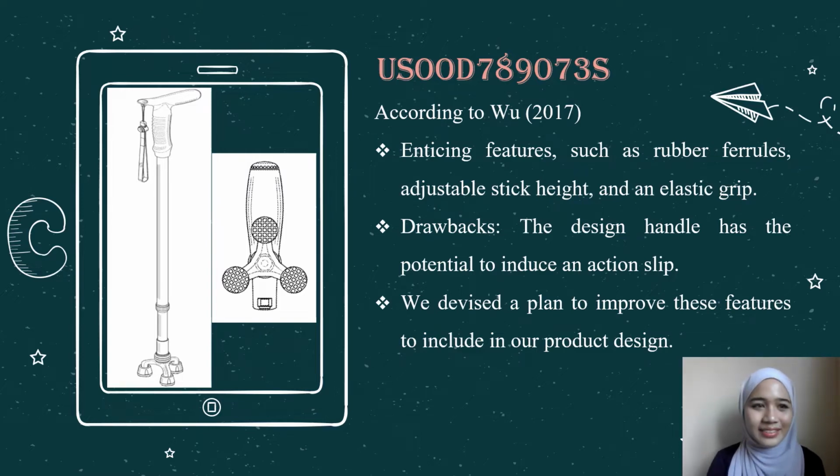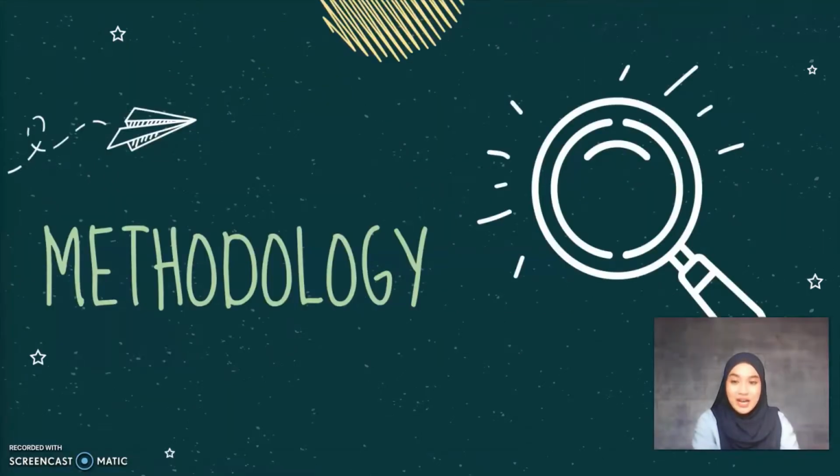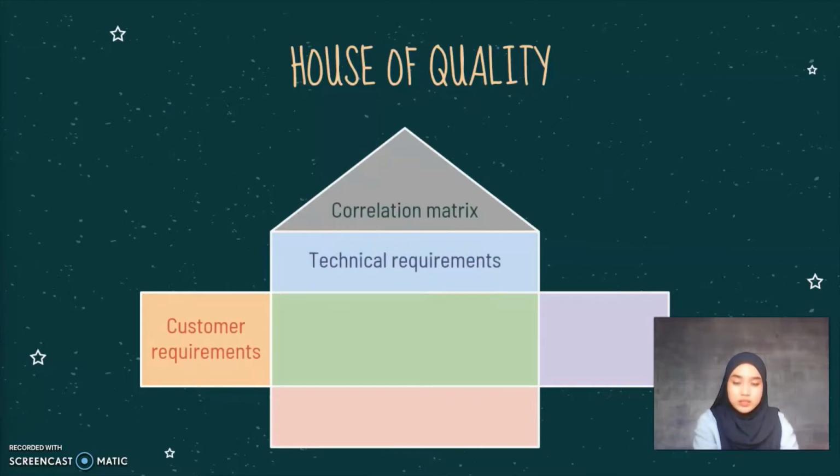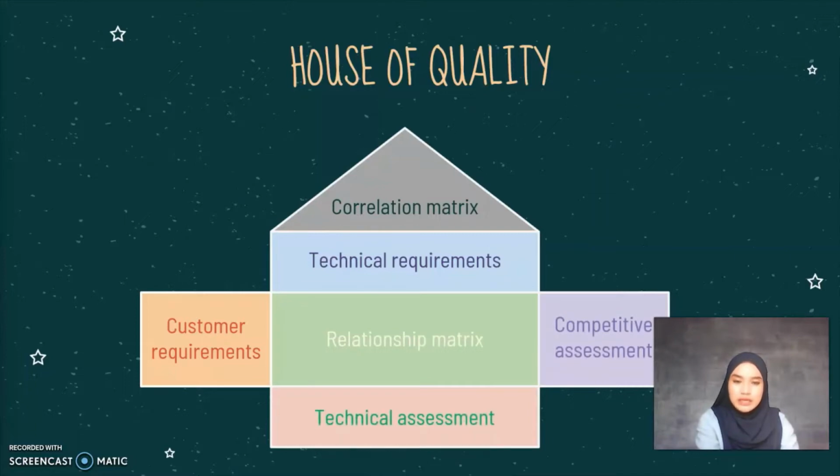Thank you. Hi, we meet again and I will be presenting on the methodology where we apply various analyses to achieve the purpose of our project. The first analysis is House of Quality, HOQ. It forms just like a house and it comprises customer requirements, technical requirements, correlation matrix, relationship matrix, competitive assessment, and technical assessments.